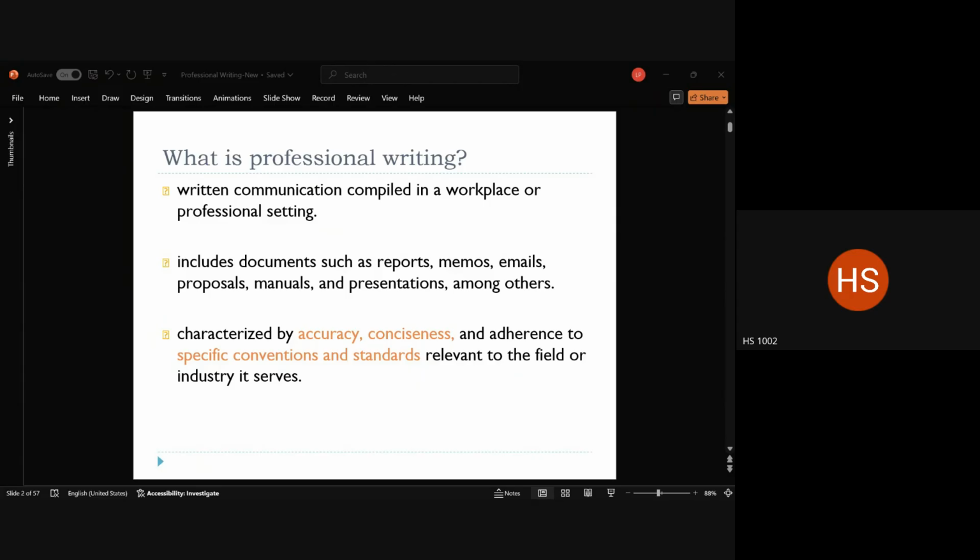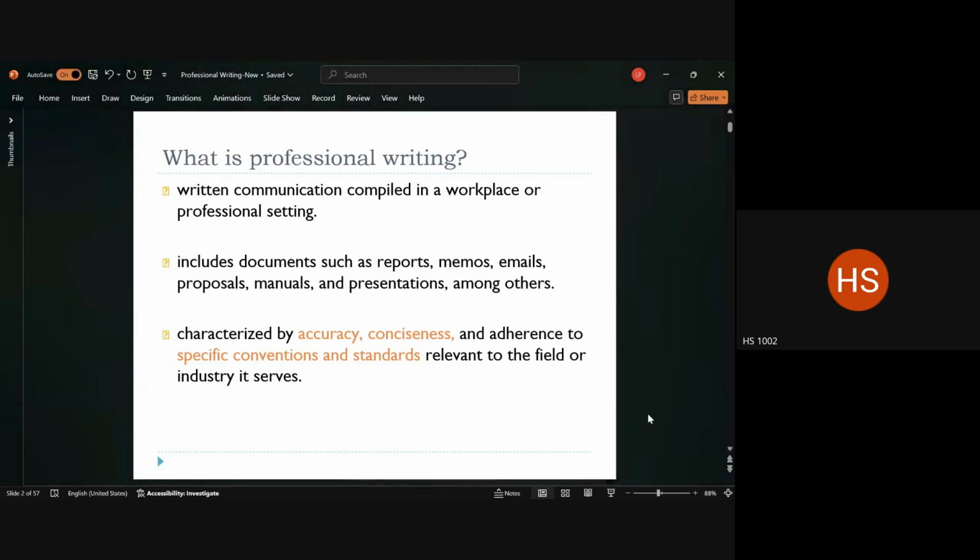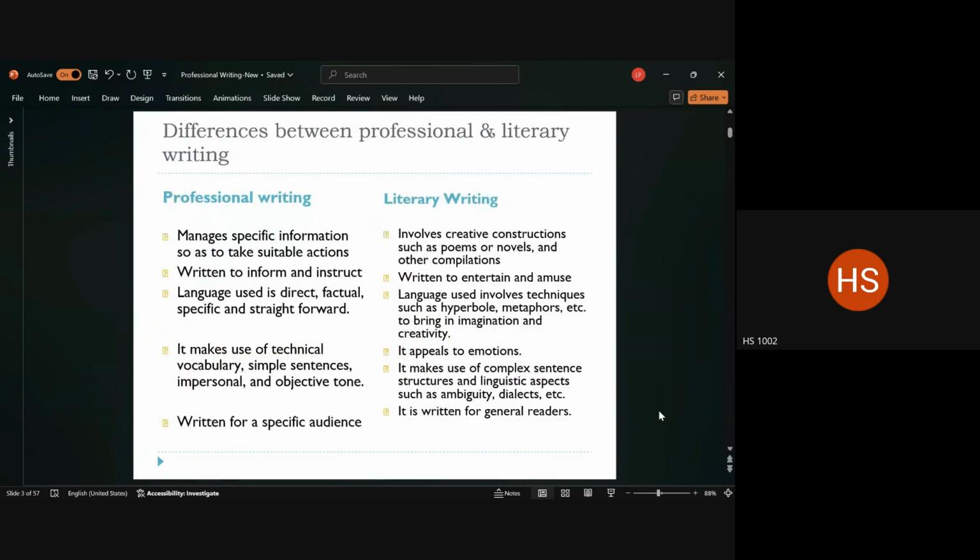Your conventions and standards change, and whatever the conventions and standards require you to do, this should be fulfilled in the document that you submit, right? So put together, all these features, the accuracy, conciseness, and adherence to the conventions and standards, are what make any document that you write professional. Okay, right. So this is a quick introduction to what we mean by professional writing.